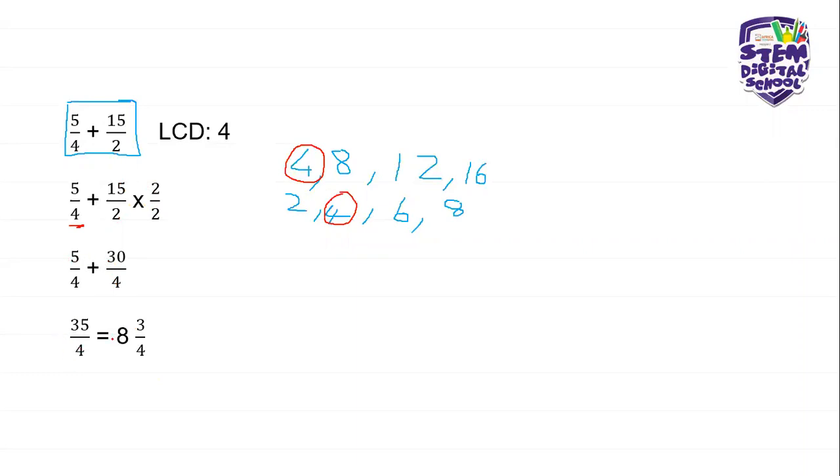I convert this into a mixed number. I ask how many times does 4 go into 35? It's 8 times, because 8 times 4 is 32. How much do I need to get to 35? 3. So it's 8, 3 over 4. Simple as that.